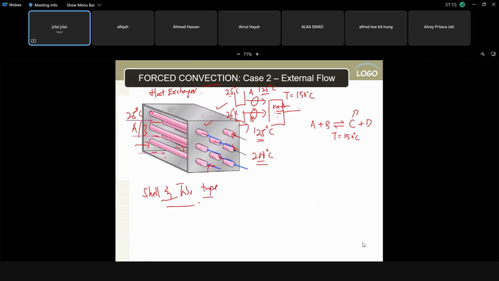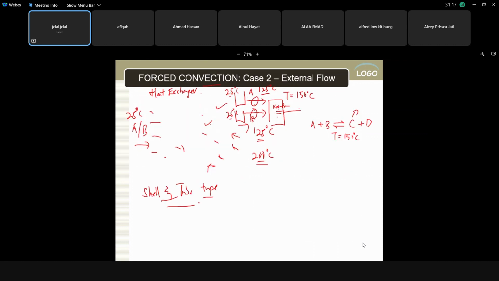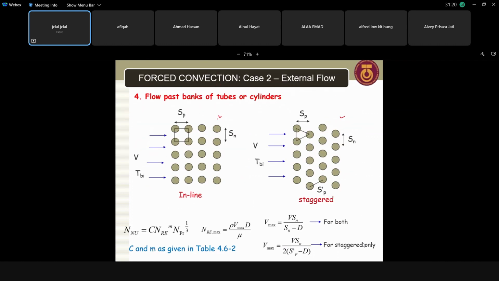Okay, so I want you to see banks of tubes. This is what you see, right? There are two types of arrangement: inline and staggered, right? When you do your heat exchanger project and refer to the standard, you will also see this inline or staggered. There is even another type of arrangement. Okay, so you see, this is the banks of tubes, right? So actually, the real situation is like this, right? This is the arrangement.